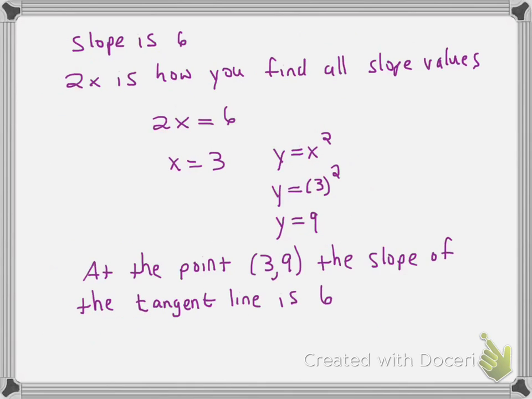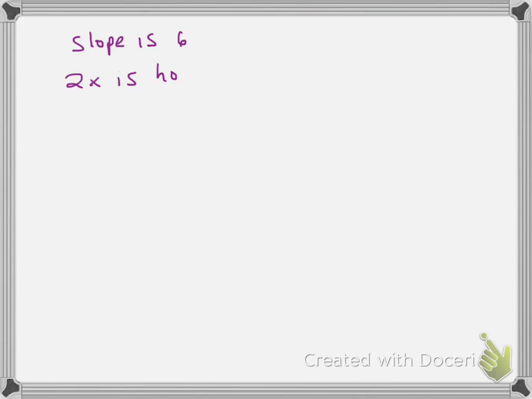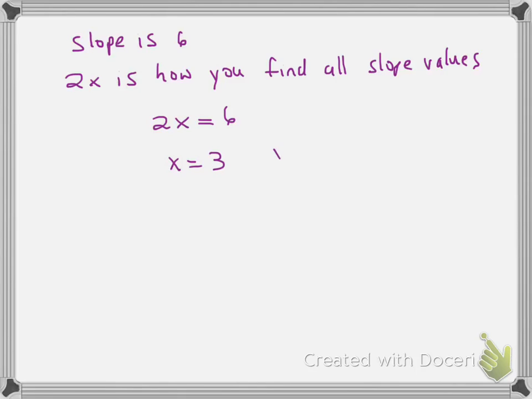So that's what we're going to do next. As I said, our slope was 6, and 2x is how you find all slope values of tangent lines. So if I want to figure out where this slope occurs, I take how I find my slopes, 2x, and set it equal to the slope that I know, which is 6. That means x equals 3.